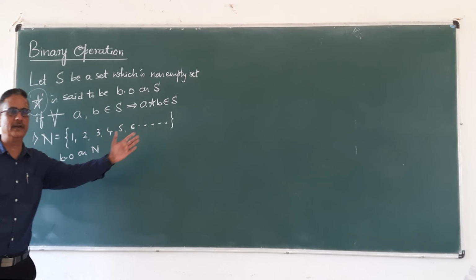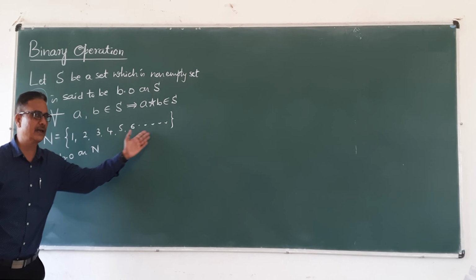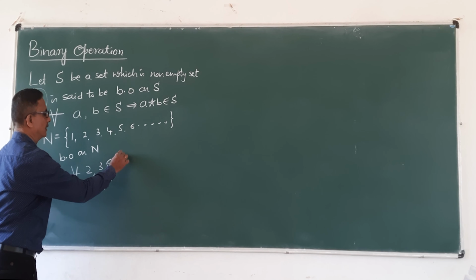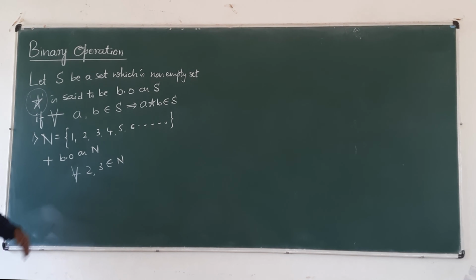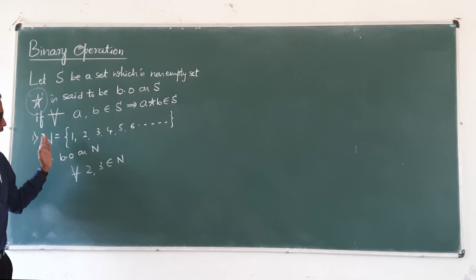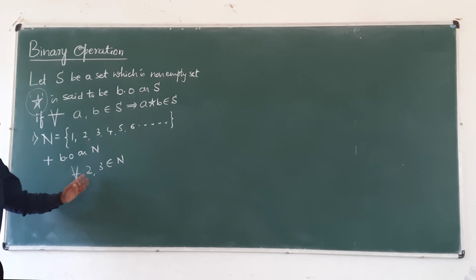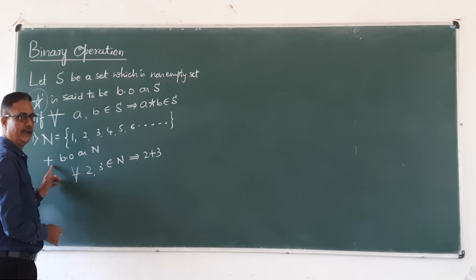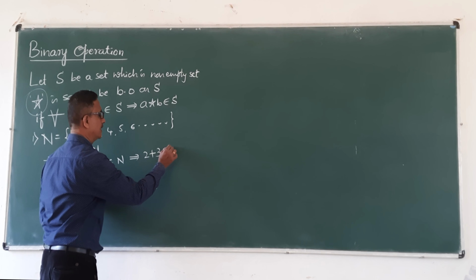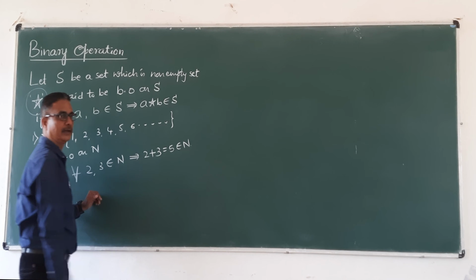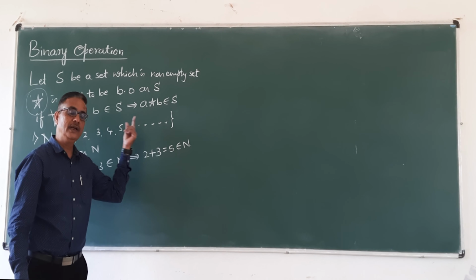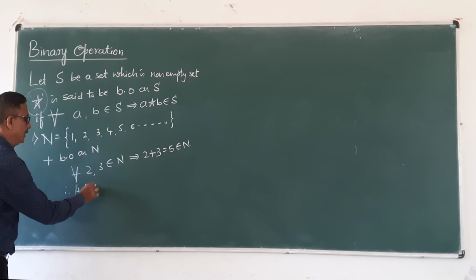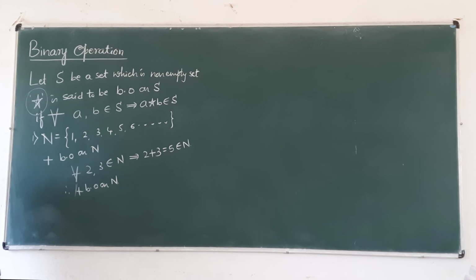Among those natural numbers, take any two natural numbers. Take any two numbers. Say 2 and 3 belong to natural numbers. Or take 1 and 5 belong to natural numbers. Or take 4 and 6 belong to natural numbers. Among those, you take any two elements. Say 2 and 3 belong to natural numbers. Implies, and these two, operation is addition. Instead of star, the star value is addition. 2 plus 3, how much? 5. 5 belongs to natural numbers. When we operate, the answer is in the same set. Isn't it? So therefore addition is a binary operation on the set of natural numbers.